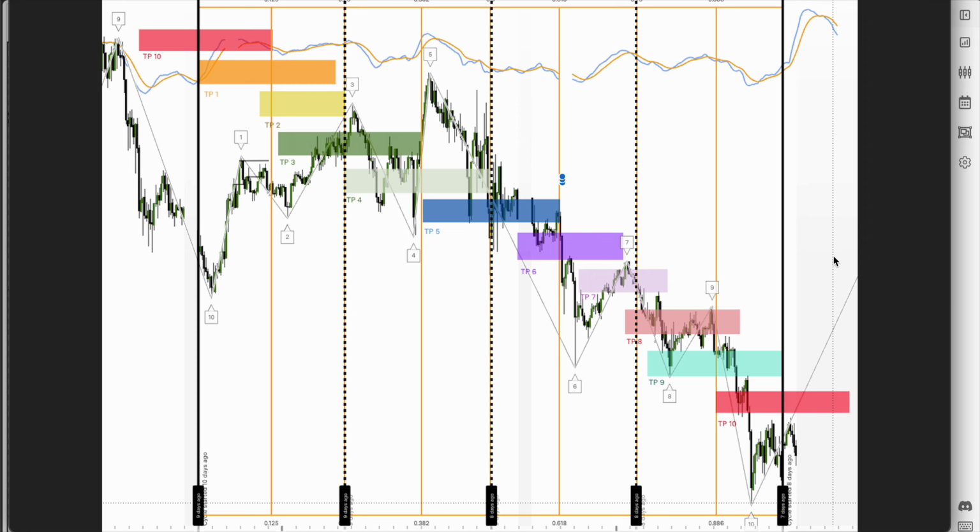Now, you can take a screenshot of this to remember it, and we're about to get into a couple of examples here on the live market. I'll give you a couple more seconds for a screenshot, and cool, moving on.